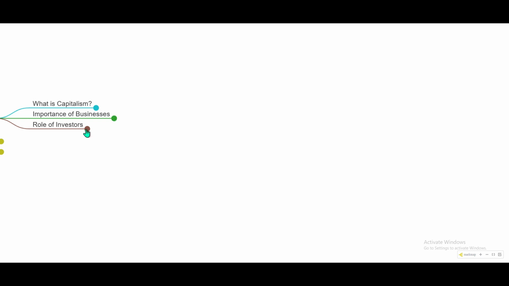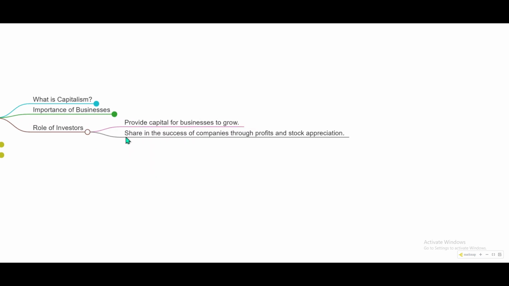Okay, and what is the role of investors? The role of investors is to provide capital for businesses to grow. Otherwise, large businesses would not be able to grow on their own, which would be very rare. Investors also share in the success of companies through profits and stock appreciation. Not only success, I would say they also share in the failures. So they share the profit of the company and the stock appreciation.